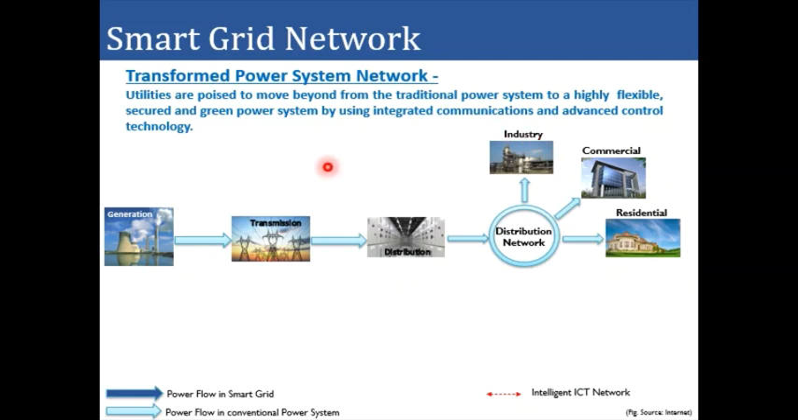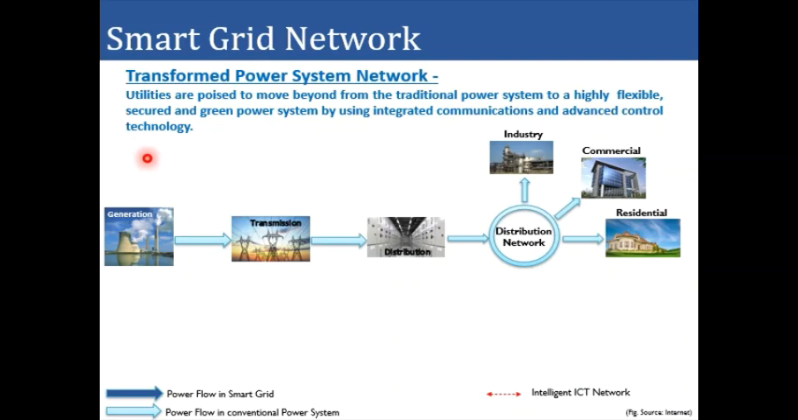Then the question arises, what changes we will see when we say the power system network has been transformed into the smart grid network. So what utilities are visualizing is that the power system network will be transformed from traditional power system network into a highly flexible, secured and green power system by using integrated communications and advanced control technology. So how will we add the integrated communication and advanced control technology in the power system network?